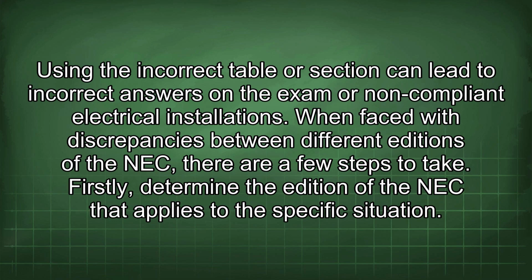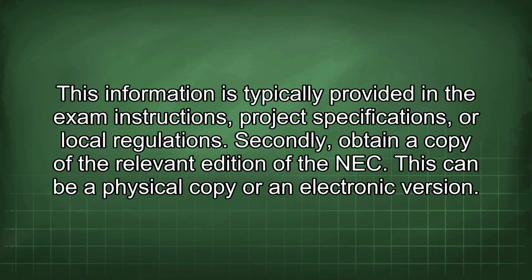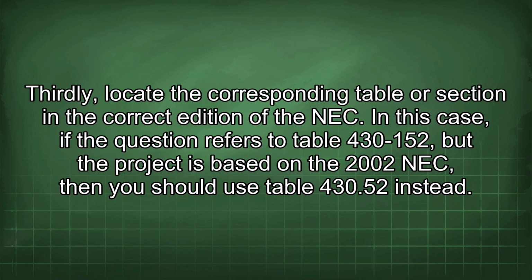When faced with discrepancies between different editions of the NEC, there are a few steps to take. Firstly, determine the edition of the NEC that applies to the specific situation. This information is typically provided in the exam instructions, project specifications, or local regulations. Secondly, obtain a copy of the relevant edition of the NEC. This can be a physical copy or an electronic version. Thirdly, locate the corresponding table or section in the correct edition of the NEC.